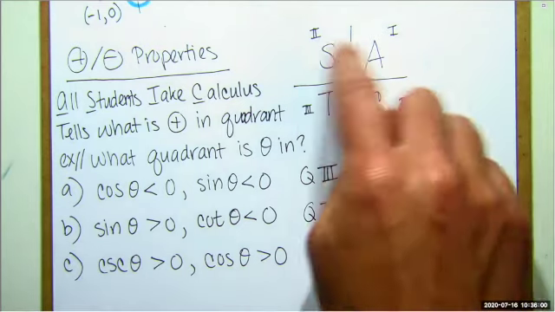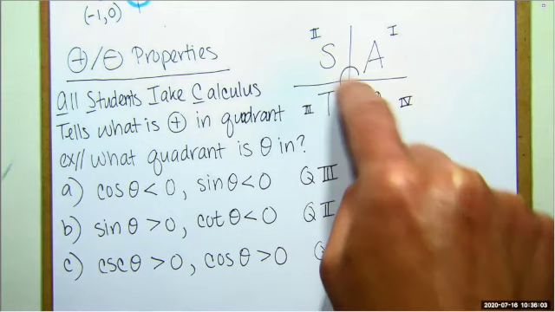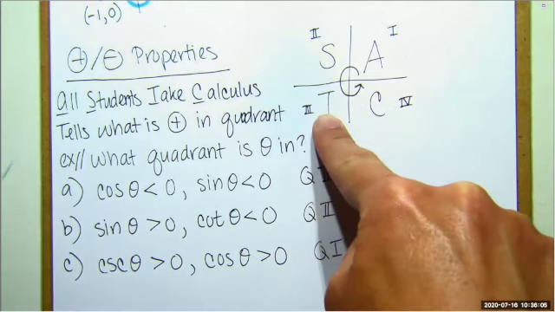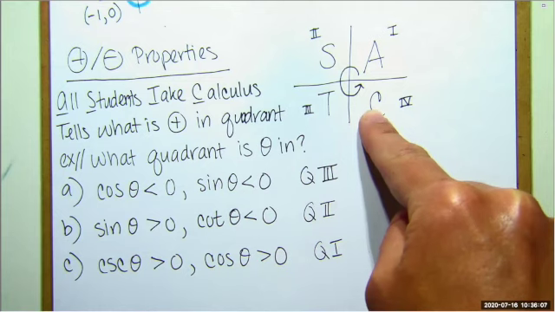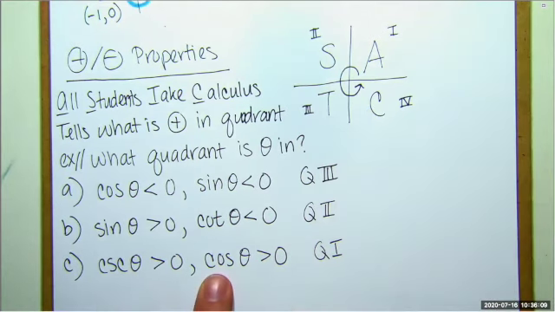Right here, we only have one letter in these three quadrants. So here only sine is positive, here only tangent's positive, here only cosine's positive. So here we'd have sine and cosine are both positive. We have to be in quadrant 1. Okay, so we can use these positive negative properties to determine what quadrant an angle is in. Any questions on this? Anybody need more time on this page?